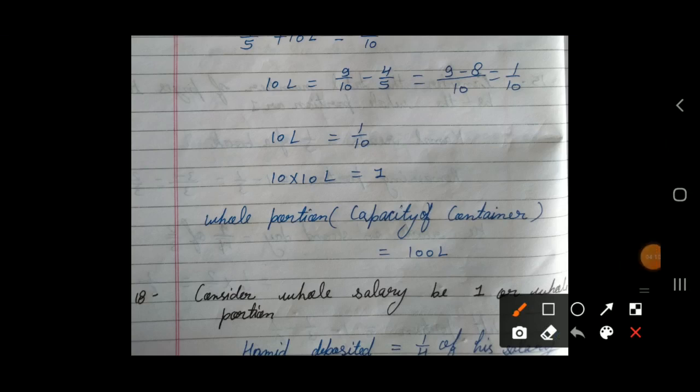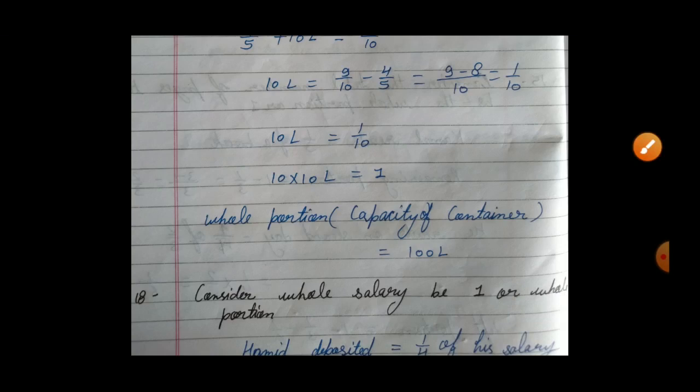In the question, given that Hamid deposited 1/4 of his salary. Yes, for this, students, consider the whole salary to be 1, the whole portion. Yes, 1 is equal to the whole portion of the salary, and this is also equal to the whole salary. And given Hamid deposited 1/4 of his salary.